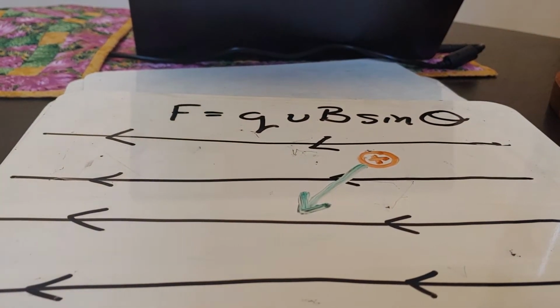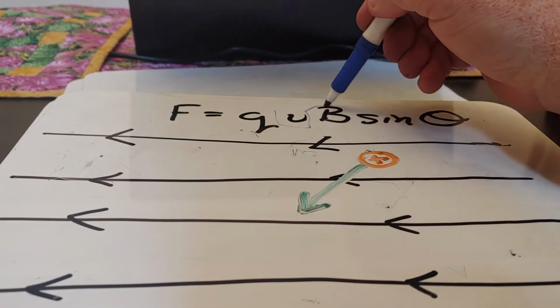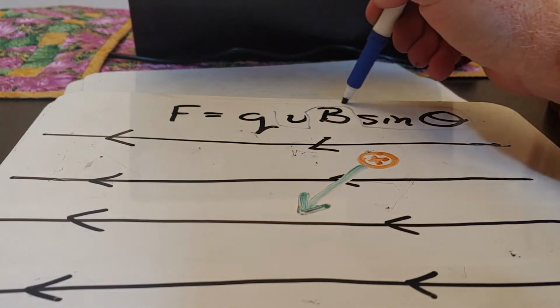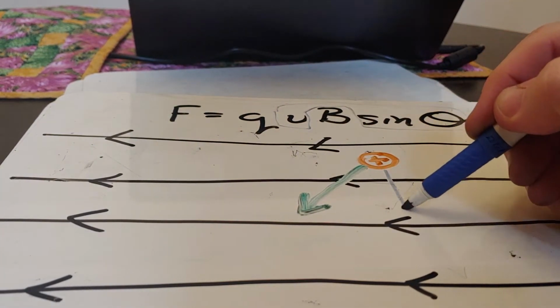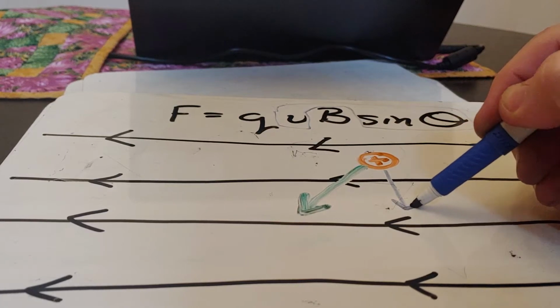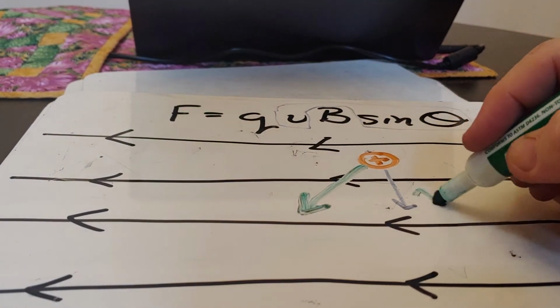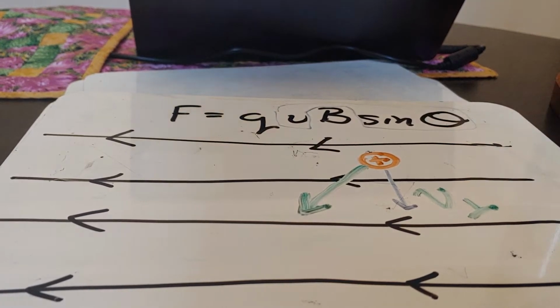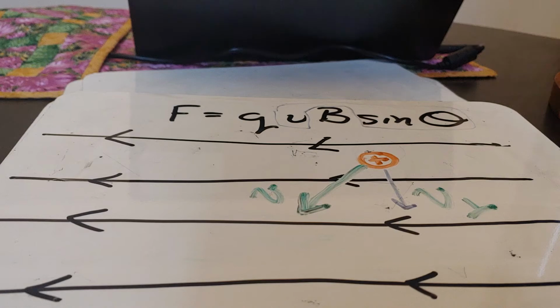You'll notice that V times sine theta is actually just the component of this velocity that happens to be perpendicular to B. So as far as the magnitude is concerned, all that really matters is the perpendicular component of the velocity, not the entirety of the velocity, which is a good thing to remember.